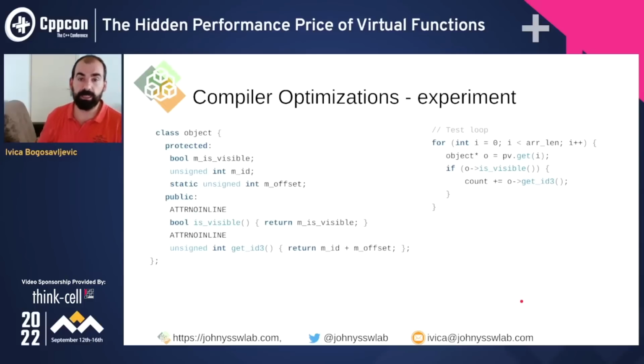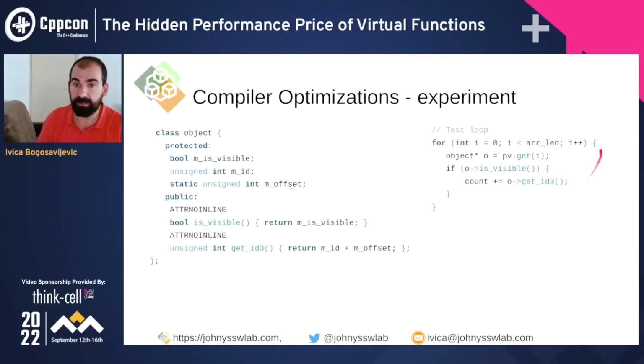Okay, now we are going to do an experiment and measure the influence of compiler optimizations. We have here a class called Object, and we have two functions. One is called isVisible, and the other one is called getID3. isVisible just returns m_isVisible, and getID3 returns mID. mID is this plus mOffset, and mOffset is a static member of this class, common to all objects.